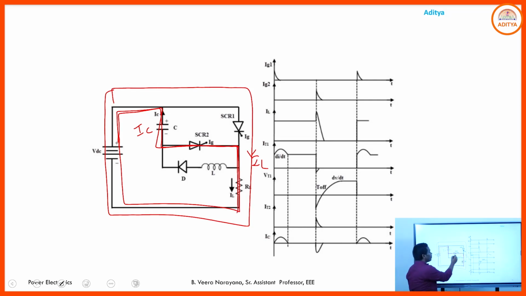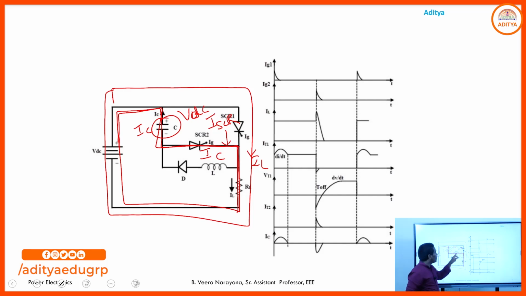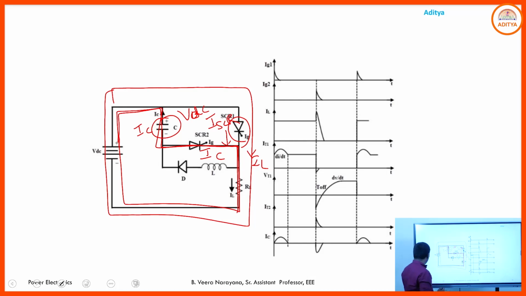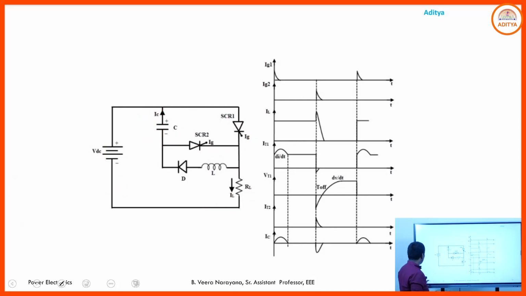And here whenever this charging current is greater than the current flowing through the SCR, or the voltage across the capacitor reaches VDC, then the capacitor starts discharging. Whenever the capacitor's discharging current is greater than the current flowing through the main SCR1, then the SCR goes to the off state, and the energy stored in the inductor provides the capacitor discharge path.